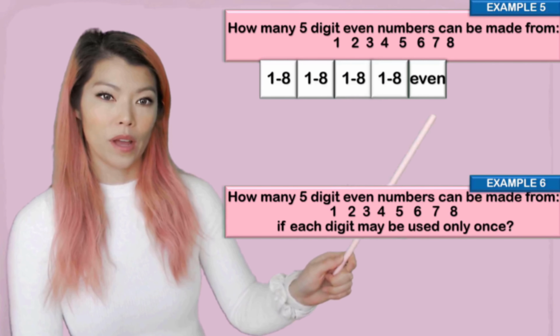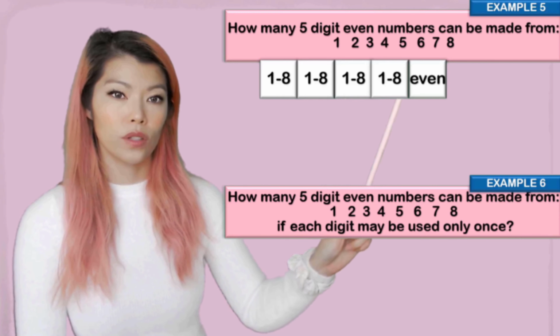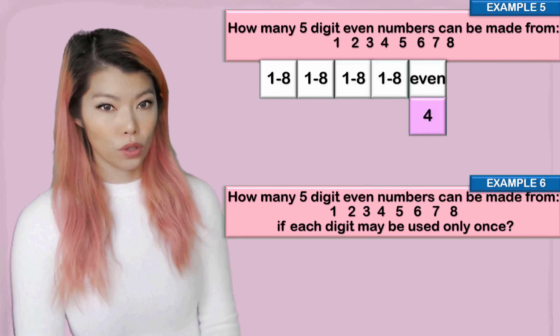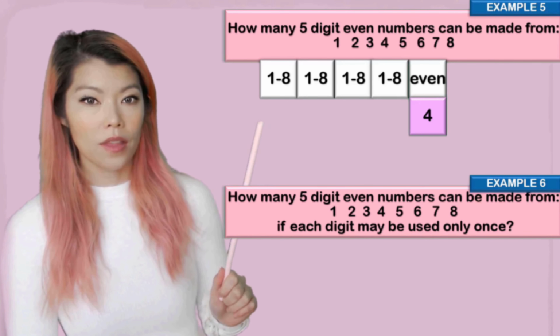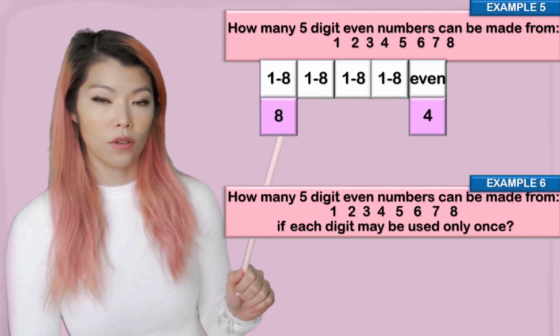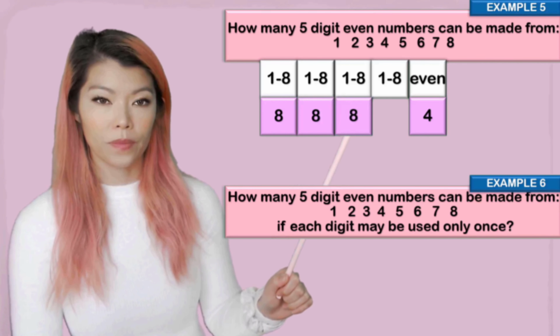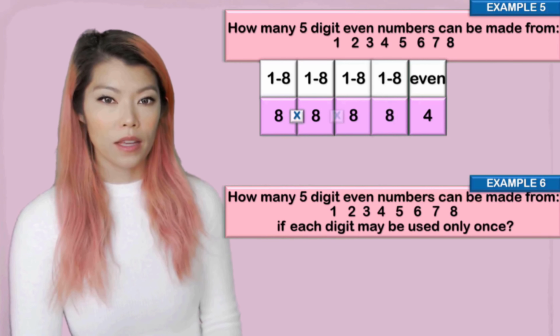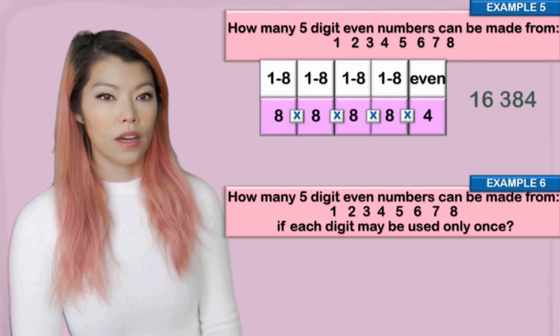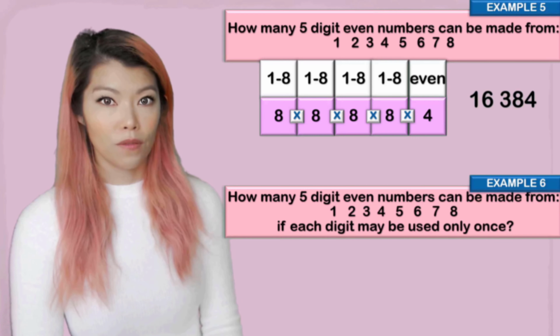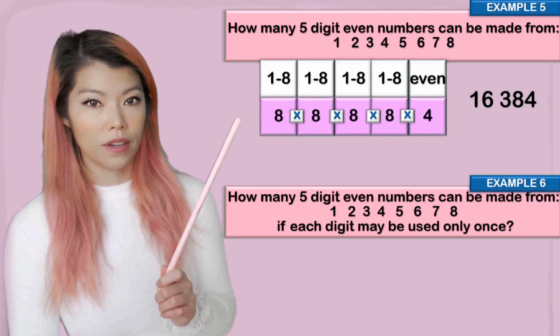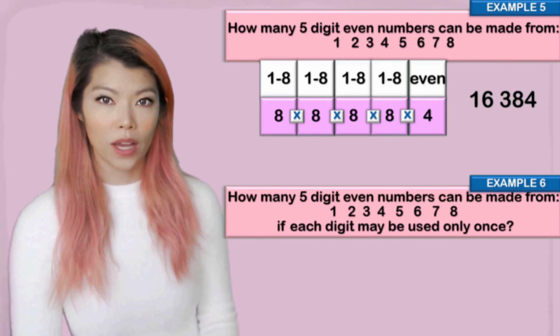How many choices do we have for even? We can have 2, 4, 6 or 8. We have 4 choices. And then in the other digits, we have 1 to 8. So we have all 8 digits to choose from. So when we multiply these, we see that we have 16,384 different 5-digit even numbers that can be made from 1 to 8.